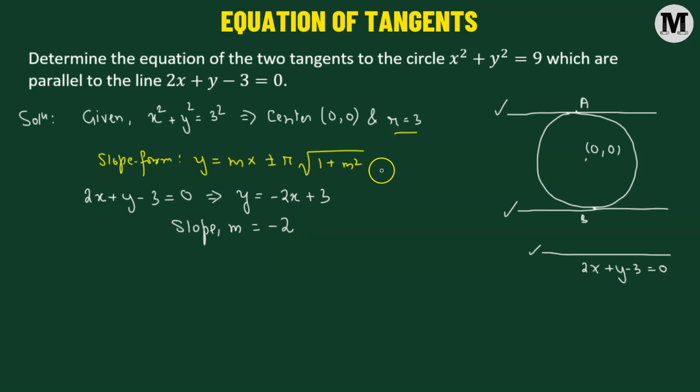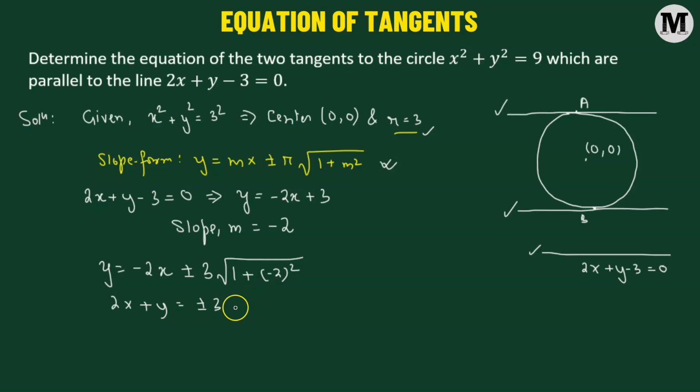So let's substitute these values into our slope form. We're going to get y equals m, so that's negative 2, times x, plus or minus r, where r is the radius, so that's 3. 3 will get multiplied by the square root of 1 plus the slope squared, so that's negative 2 squared. Further simplification gives us 2x plus y equals plus or minus 3 times the square root of 1 plus 4, since negative 2 squared is 4, so we have square root of 5. So this is going to be the equation of the two tangents which are parallel to the straight line 2x plus y minus 3 equals 0.